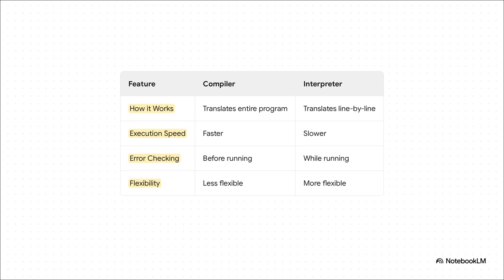On the other hand, you have the interpreter, translating line by line. It's way more flexible and starts instantly, but it's slower overall and finds errors as it goes. It really boils down to that one simple question. Do you need your speed during development, or do you need your speed when the final program is running?